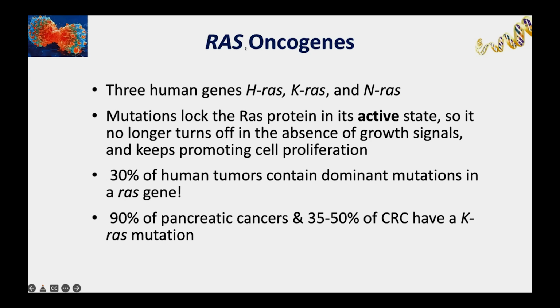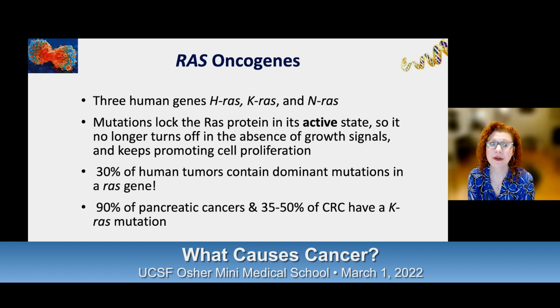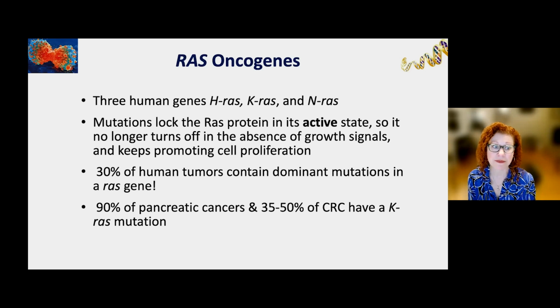And mutations, so remember it's an oncogene, so it's the gas pedal. So a mutation in RAS, in this gas pedal, keeps it in its active state. So it no longer turns off when it should turn off. So it's kind of like your foot on the gas pedal. If the gas pedal is stuck down, it doesn't matter whether your foot is there or not, it's stuck down. So once this RAS is turned on, it doesn't matter if there are growth signals telling the cell to divide, or if they're not there, it's still going to go ahead and divide.